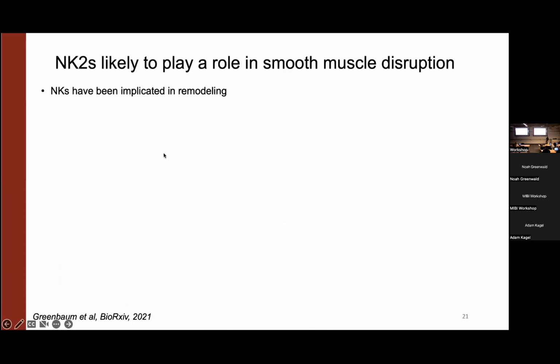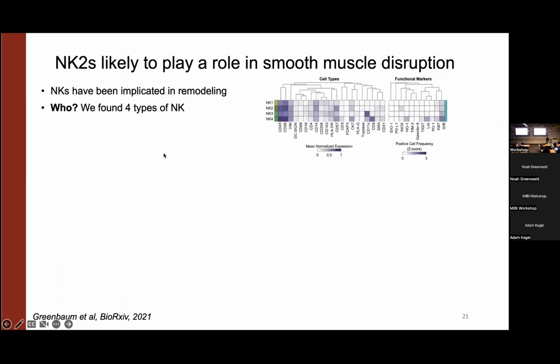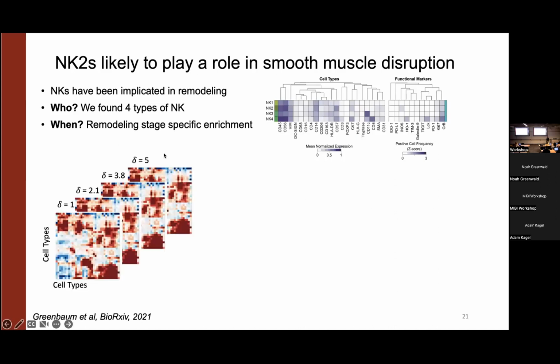Right. So the literature has plenty of indications that maternal NK cells are active participants in remodeling. In our data set, we found 4 different subtypes of NK cells. We were interested to see which NK cells are actually doing something and when they contribute along this pseudotime of remodeling. So we get back to our heat maps, the output of the spatial enrichment analysis.